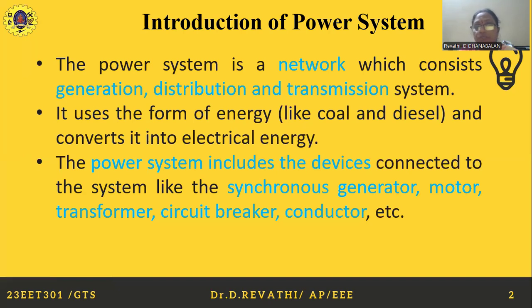The power system includes devices connected in the system to carry out this conversion. What are the devices we have to connect to convert the energy? These devices are the synchronous generator, motor, transformer, circuit breaker, and conductor.